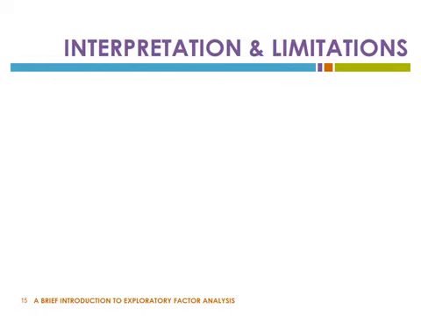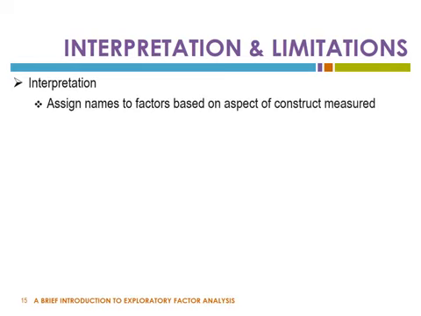The final step in the EFA process is that of interpretation. This step is exactly what it sounds like. It's up to the researcher to determine the aspect of the construct that is being measured by each factor and then to name those factors accordingly.